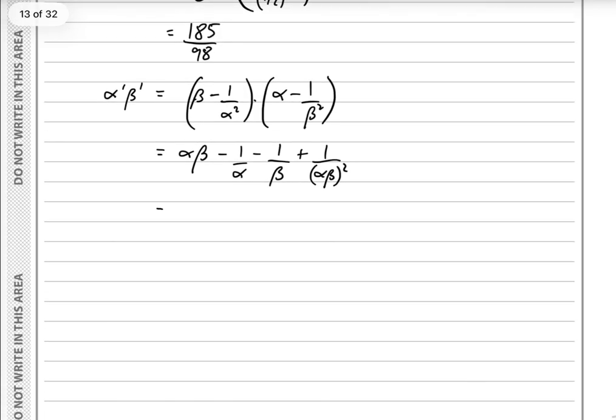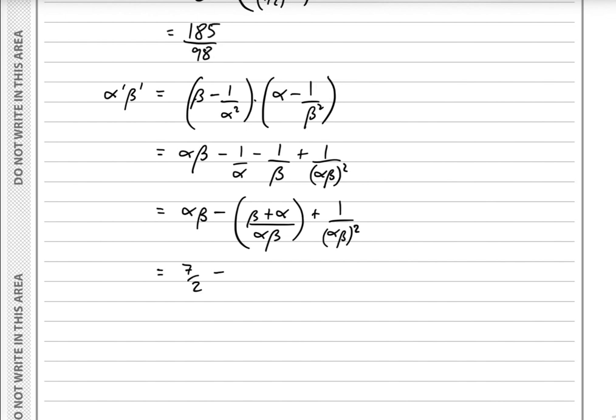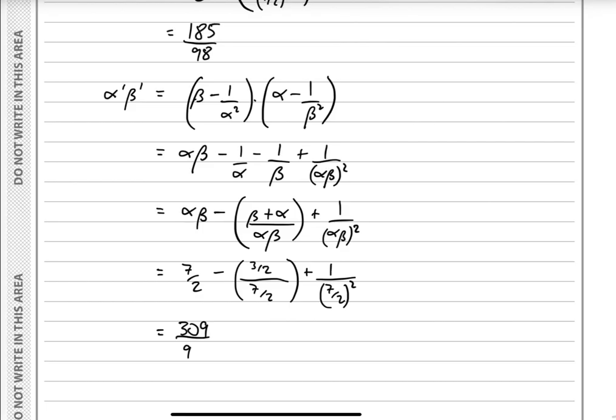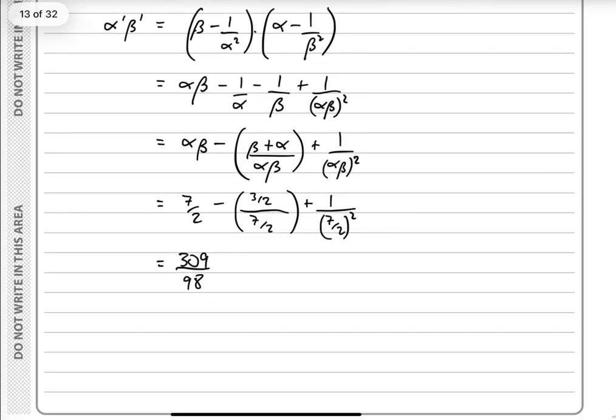Slightly easier with the fractions perhaps this time, although we're doing pretty much the same thing. We've got beta plus alpha over alpha beta, plus 1 over alpha beta squared. Alpha beta, that was 7 over 2. Alpha plus beta, 3 over 2, over 7 over 2, plus 1 over 7 over 2 squared. And that tells me 309 over 98. I'm glad they've both got 98 on the bottom.